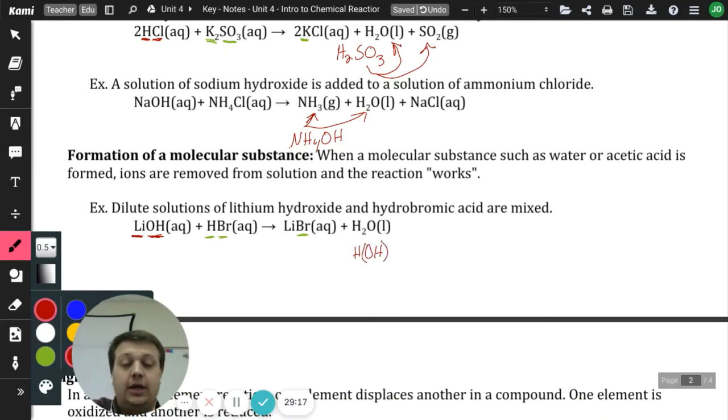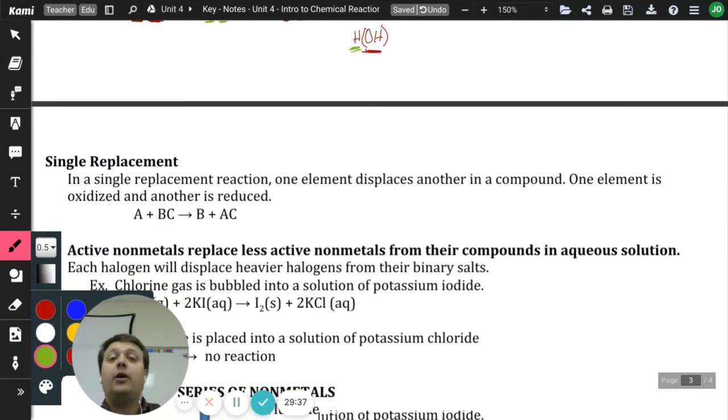Okay, just as a kind of recognition of hydrogen and hydroxide. So I have my hydroxide from my LiOH, and I have my lithium from the LiOH, and they did end up swapping partners. Okay, all right, so that would be all of double replacement.